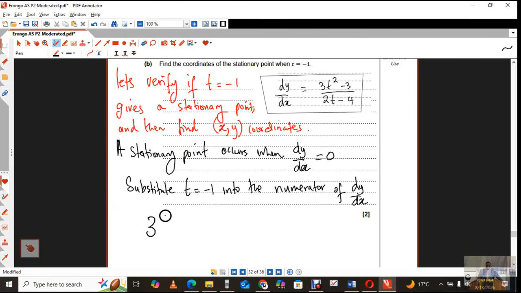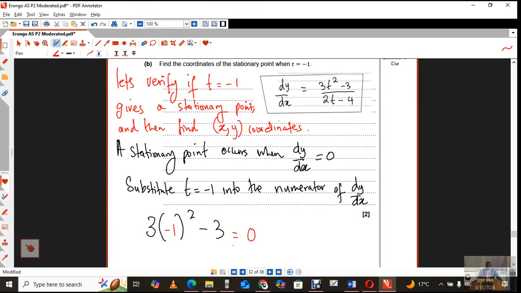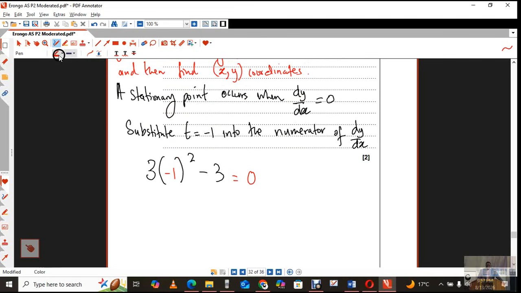So I have 3t squared minus 3. I'm going to substitute the value of t, which is -1, and see what that gives me. Well, it gives me 0. So 3 times (-1) all squared minus 3, that is 0. Now, that was just for me to explain this concept, why you should be solving it like this. So the way you solve this in the exam, remember the question is find the coordinates of the stationary point, right?